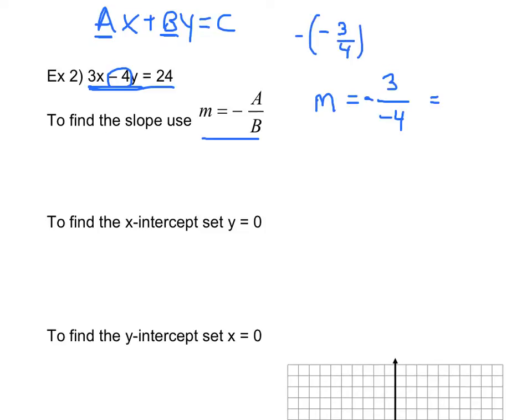So 3 over -4 would be -3/4, because you bring that negative out in front. So now you have a -3/4, which makes it a +3/4. So your slope is going to be 3/4.